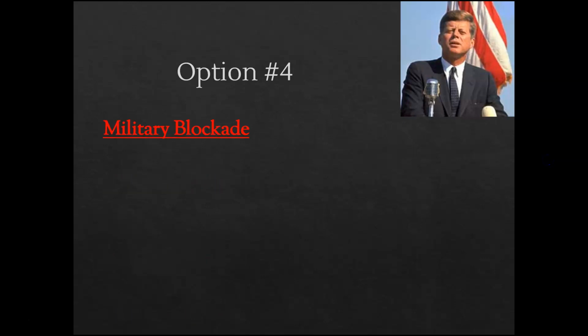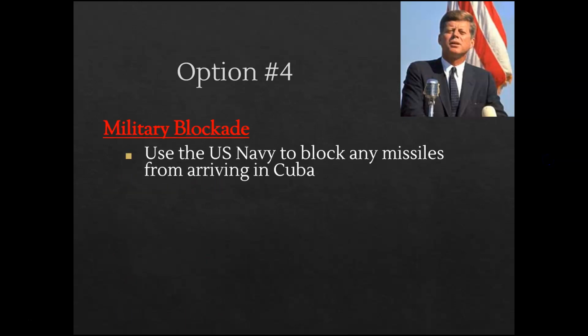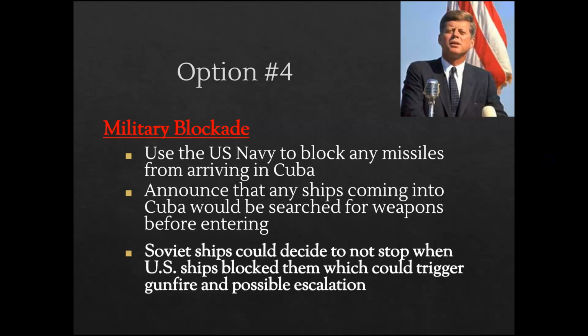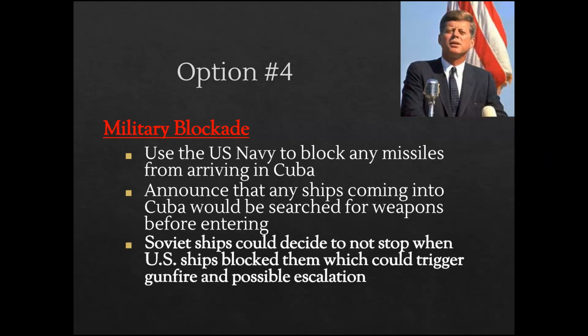Option 4 President Kennedy had, a military blockade. Use the U.S. Navy to block any missiles from arriving in Cuba. Announce that any ships coming into Cuba would be searched for weapons before entering. Soviet ships could decide to not stop when U.S. ships blocked them, which could trigger gunfire and possible escalation. So he could have done a blockade.